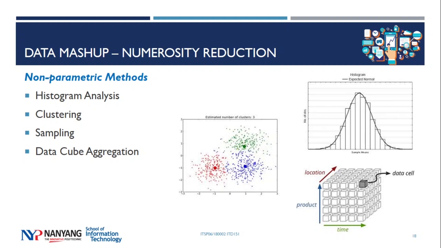The last one is data cube aggregation. What does it mean? If you look at any one of these cubes, it's 3-dimensional. In this example, each cube consists of information on the time, product, and location. Within one single cube, we can obtain 3 different types of information, and this is what we mean by data cube aggregation.